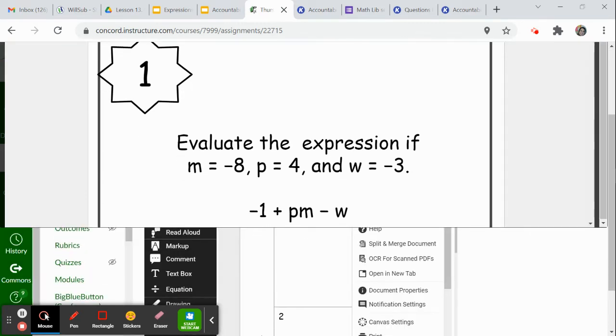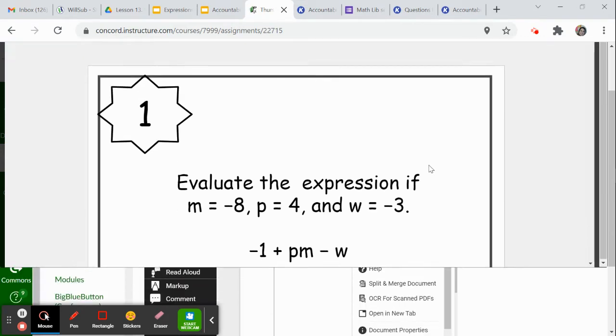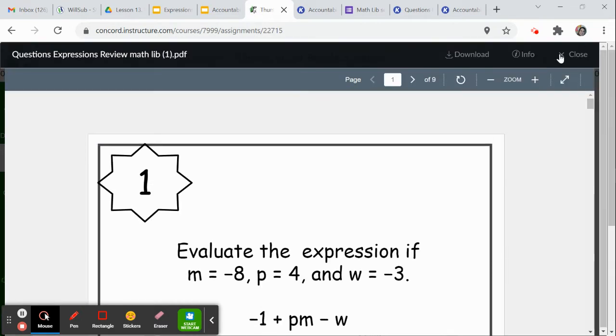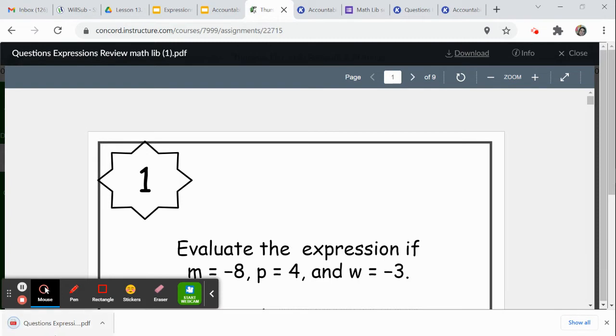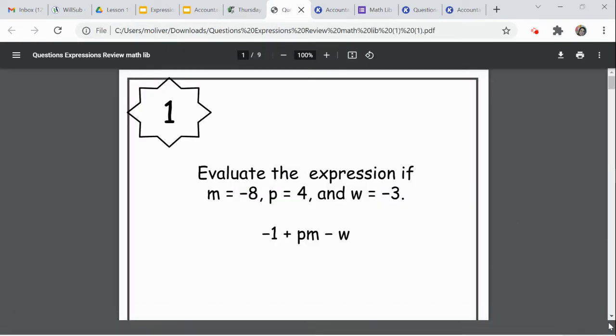Okay, so first one, it tells me to, let's see, I guess I gotta hit download and open it that way. I'm not using my Chromebook, so it might look different for you.